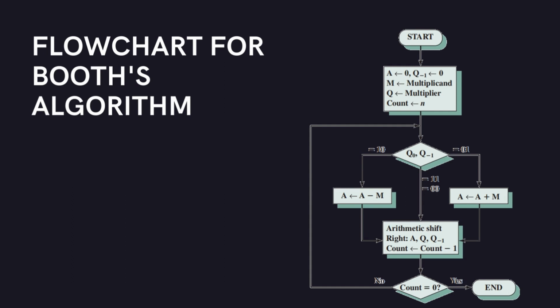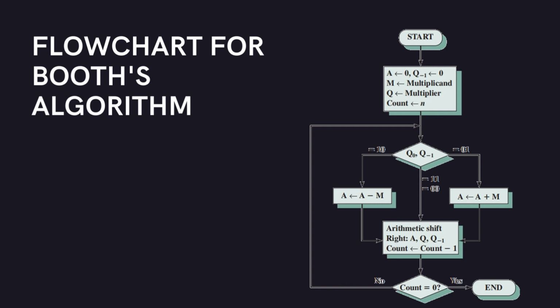As before, the control logic scans the bits of the multiplier one at a time. As each bit is examined, the bit to its right is also examined. If the two bits are the same, that is either 1 1 or 0 0, then all of the bits of the A, Q and Q minus 1 registers are shifted to the right 1 bit. If the two bits differ, then the multiplicand is added to or subtracted from the A register depending on whether the two bits are 0 1 or 1 0. Following the addition or subtraction, the right shift occurs.